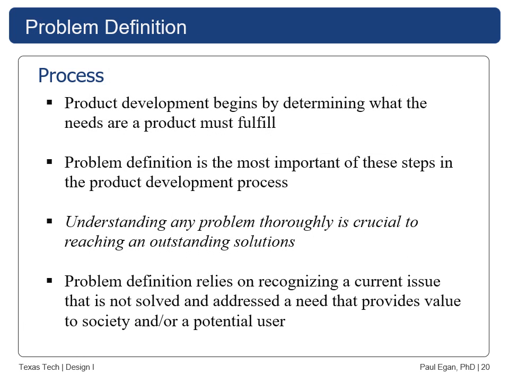And the problem definition, the process to go about it, is product development begins by determining what needs a product must fulfill. The problem definition is the most important of these steps to determine the need and to continue with product development. You need to thoroughly understand the problem in order to come up with the correct solution to solve that problem. And so you need to recognize a current issue that is not solved and the need that your design is going to provide when you solve that issue.